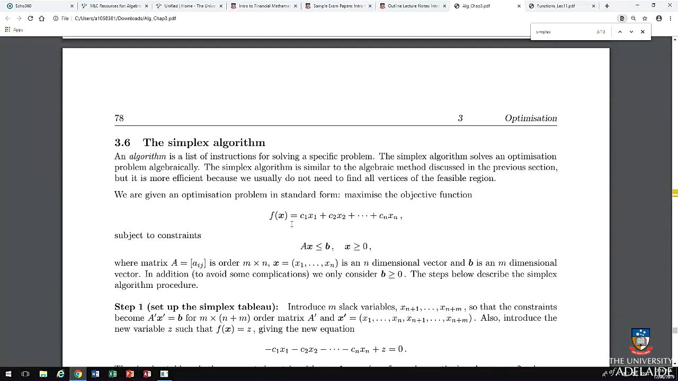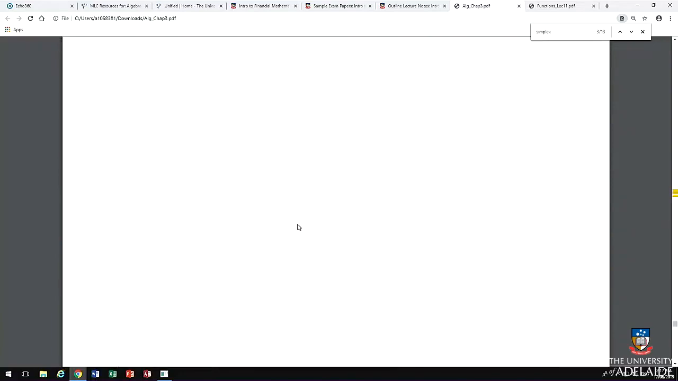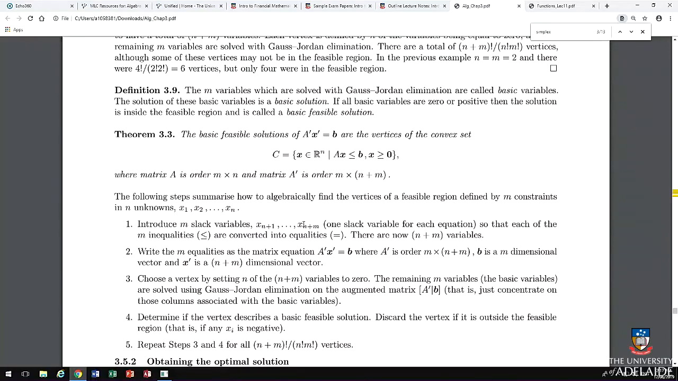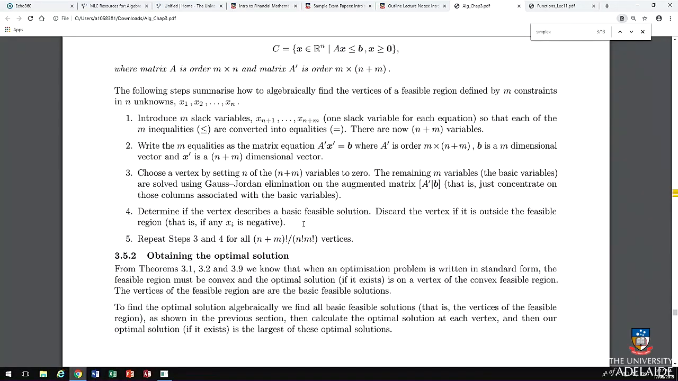The simplex algorithm is similar to the algebraic method described in the previous section, but it's more efficient because we do not need to find all vertices of the feasible region. Okay, so the method before was like you had to do all the row operations, and you put slack variables in, until you got all of the basic variables, and then you had to sub them all in and see which one was the smallest is where the minimum was, and whichever one was the maximum is where the maximum was. Okay, cool.